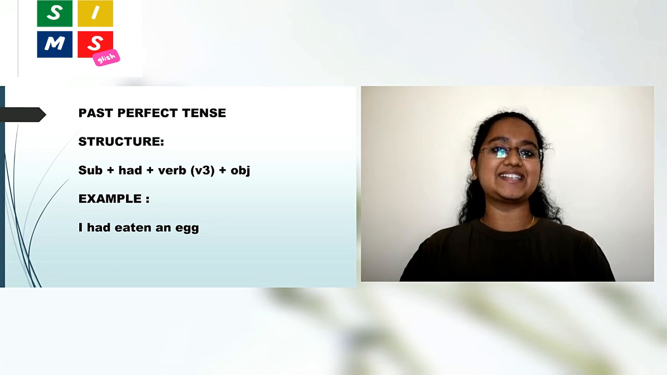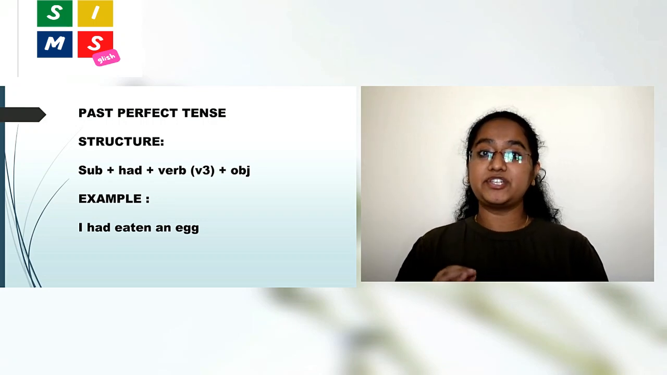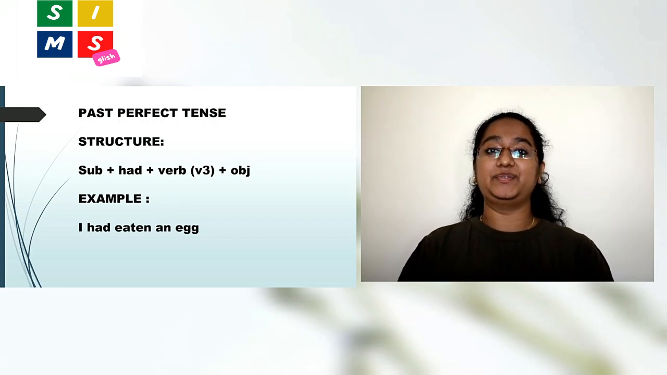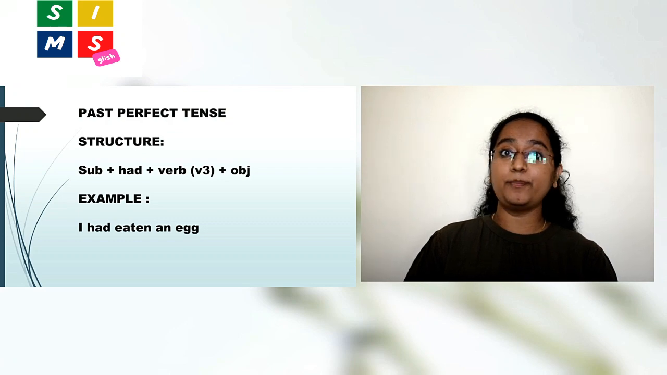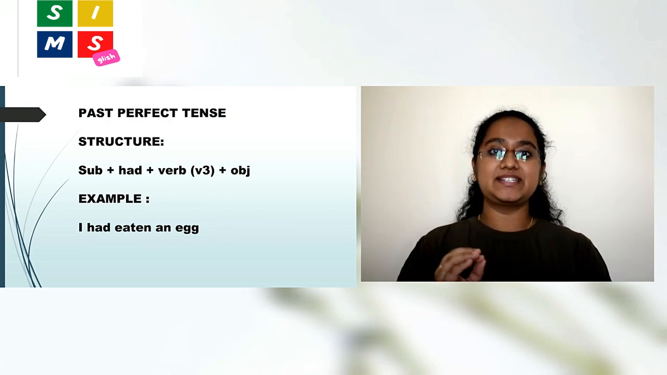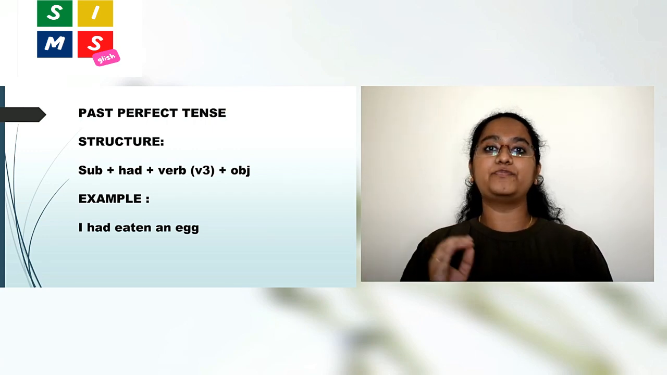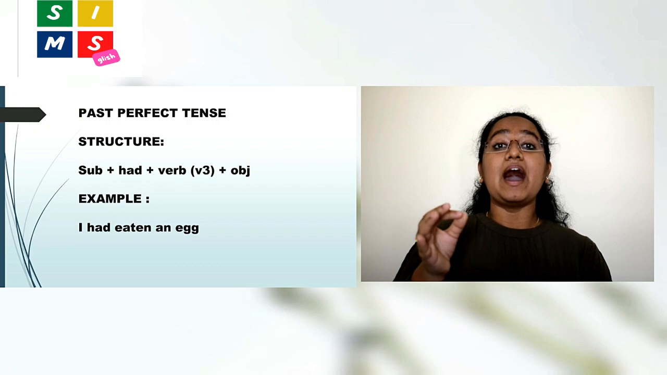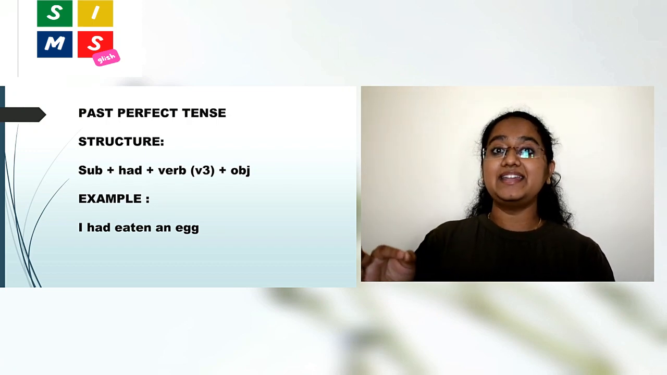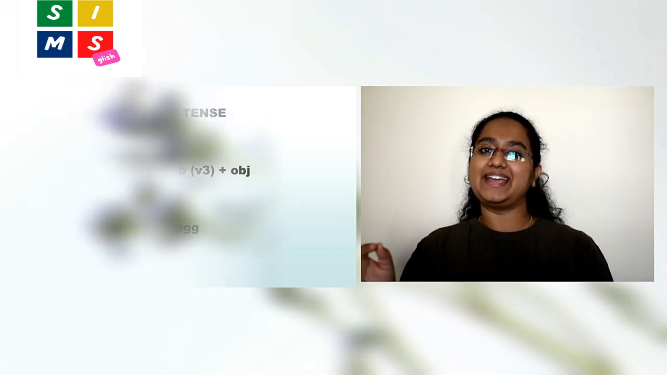Now we will move on to past perfect tense. And the structure for past perfect tense is subject plus had plus verb 3 plus object. And the example which can be written in past perfect tense is I had eaten an egg.